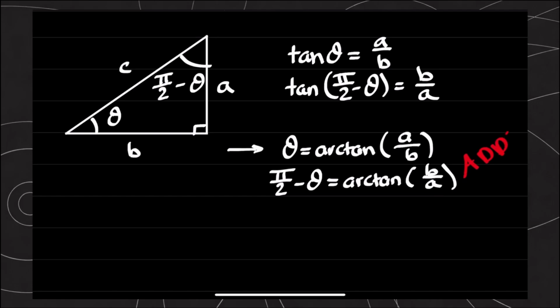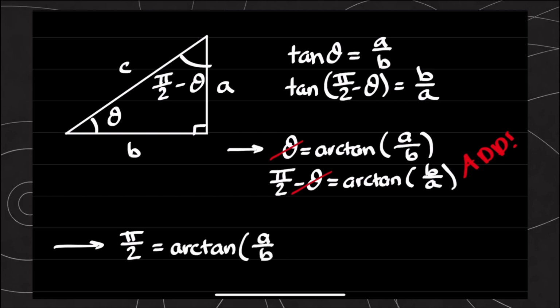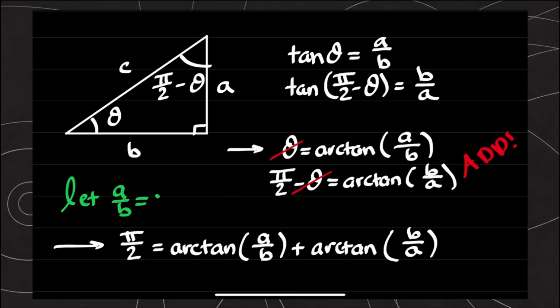What we can do now is add these two expressions together, and when we do that we can see that the thetas are going to cancel. We have a positive theta and a negative theta, and so all we're going to be left with is pi over 2, and that's going to be equal to arctangent of A over B plus arctangent of B over A. Now if the identity hasn't already jumped out at you, let's let A over B equal x. So we can replace this A over B with an x, and we can replace B over A with the reciprocal of A over B, which is just 1 over x. And there we go, that is where our identity comes from.